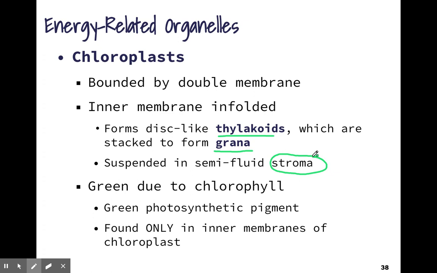It's similar to cytoplasm, okay? The discs are called thylakoids, and they form stacks called grana. Chloroplasts are green due to the pigment called chlorophyll. So you got to know that, chlorophyll. It is a green photosynthetic pigment, and it's found only in the inner membranes of the chloroplast.